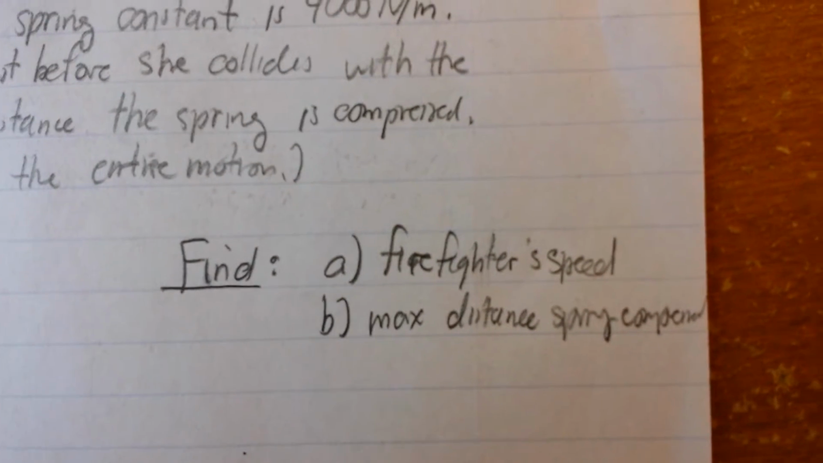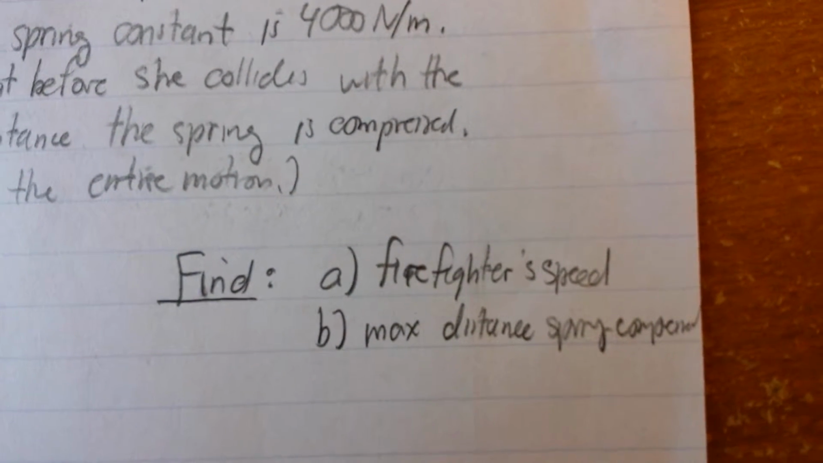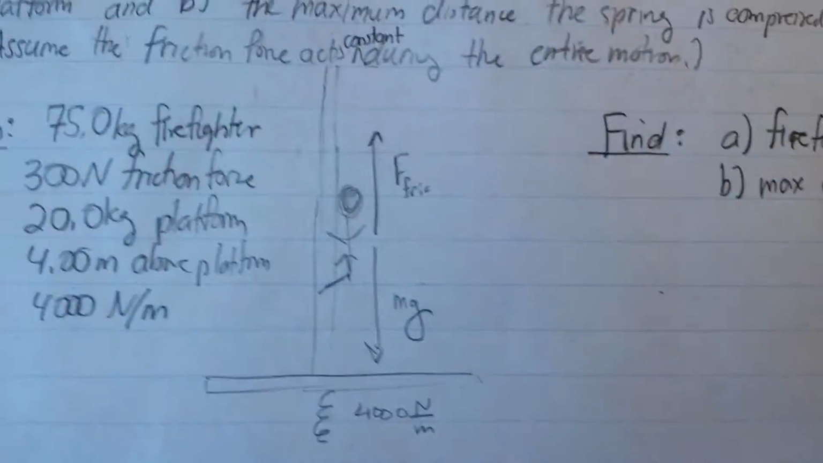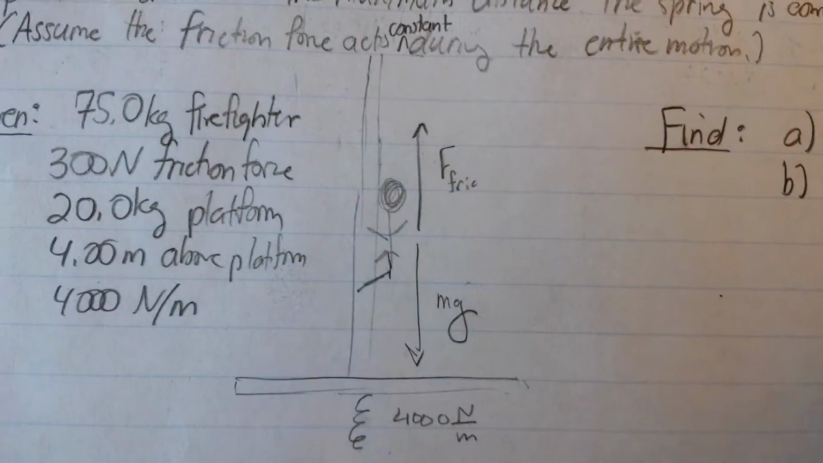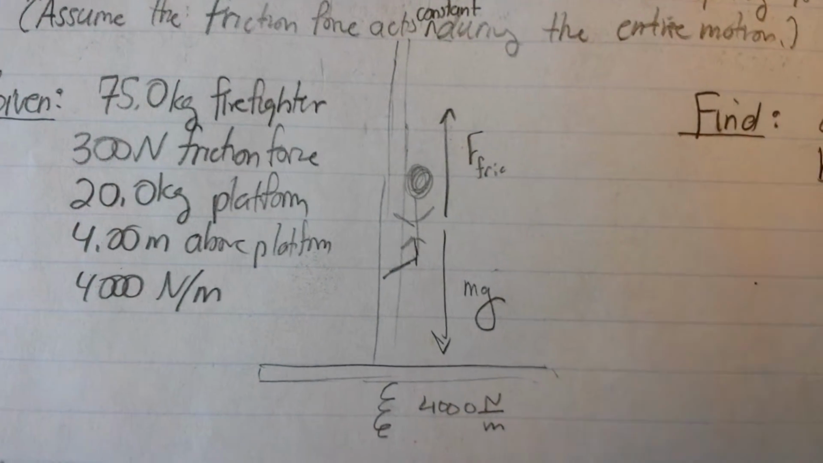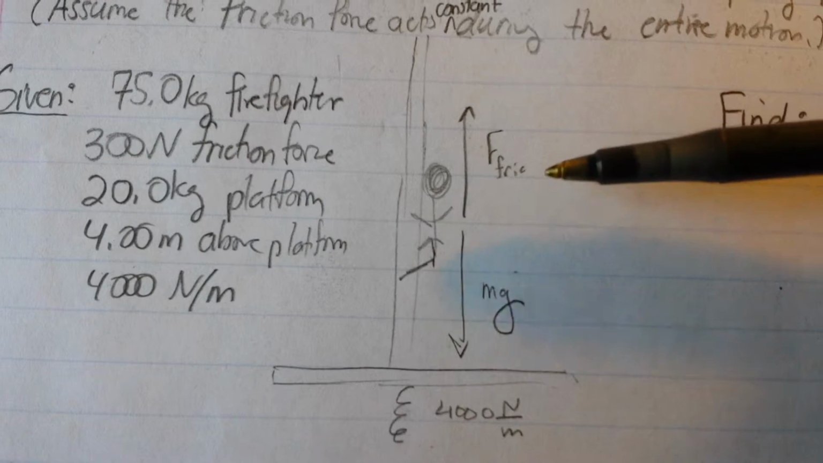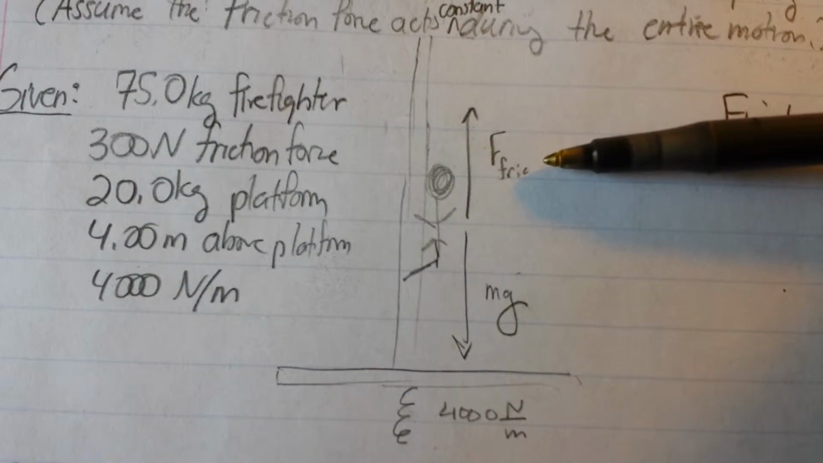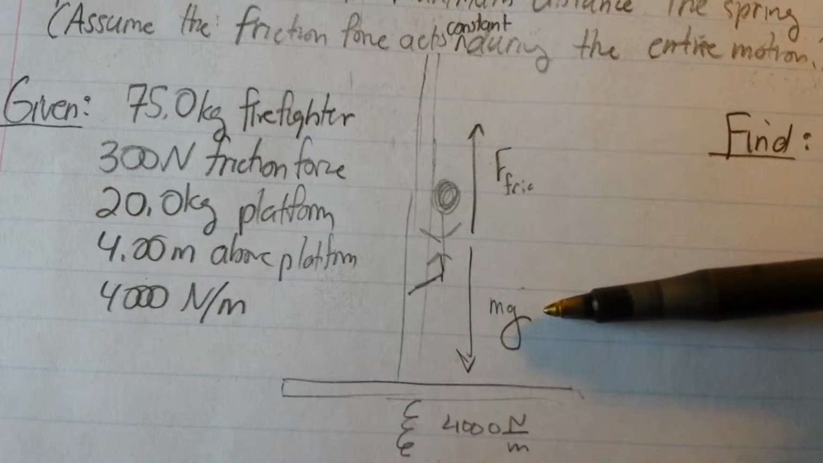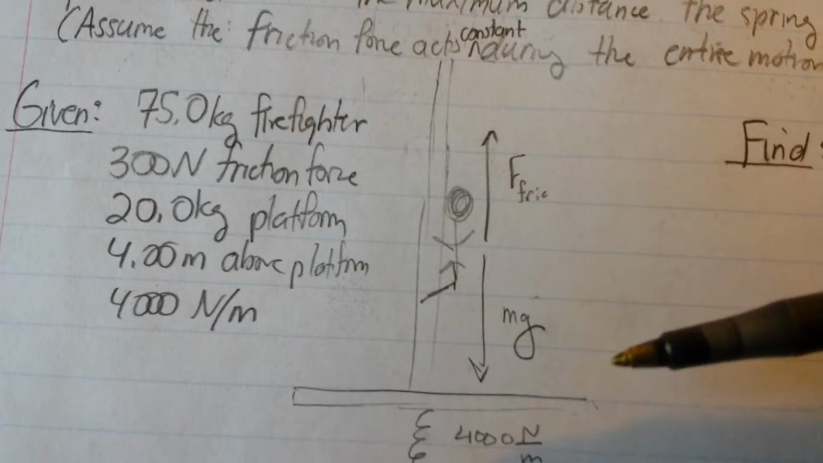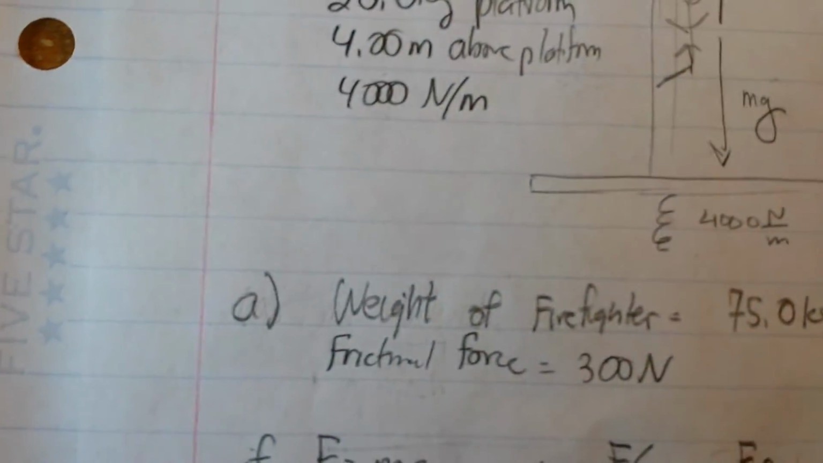And they want you to find for A, the firefighter speed, and B, the max distance the spring is compressed. So, in order to find the firefighter speed, you must first find acceleration. There are two components for acceleration. First one consists of the upward acceleration, which is friction, and then the downward acceleration, which will be more than the upward acceleration, but the downward acceleration is based off of gravity.